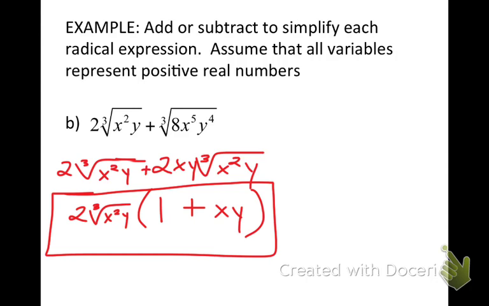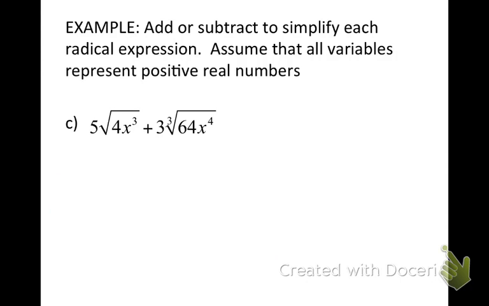So if you can't physically add, see if you can actually factor something out to see what is left over. All right, next one up. 5 times the square root of 4x to the third plus 3 cube roots of 64x to the fourth. I do not have like indexes, so that means I'm not going to be able to add anything together, but I could probably try to simplify them a little bit more.